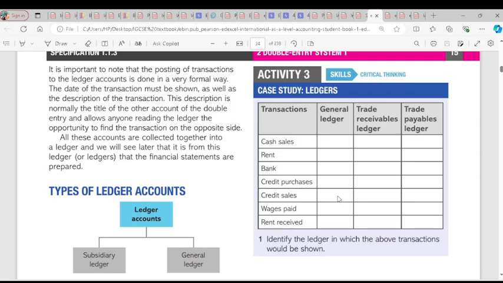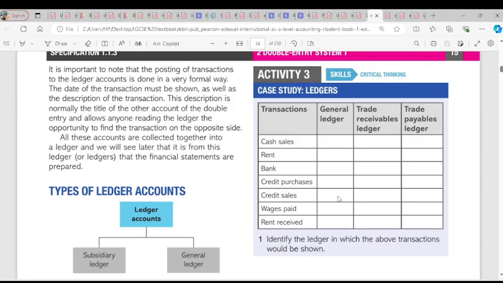When I was explaining subsidiary accounts to you, I said a subsidiary ledger is a ledger that belongs to a third party. The trade receivable ledger and the trade payable ledger. Who is a trade receivable? A customer that we sell to on credit. Trade payable, a credit supplier. Okay.